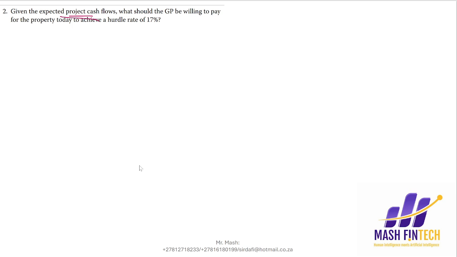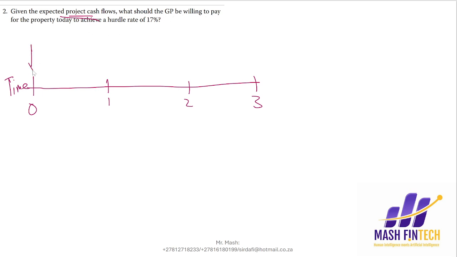Let me draw a timeline here. And we have time 0 here. This is the time. We have time 1 here. We have time 2 here. And then we have time 3 here. Given the expected project cash flows, what should the GP be willing to pay? This is what they are paying. It's the value at this point in time here. And this is what we want to calculate.